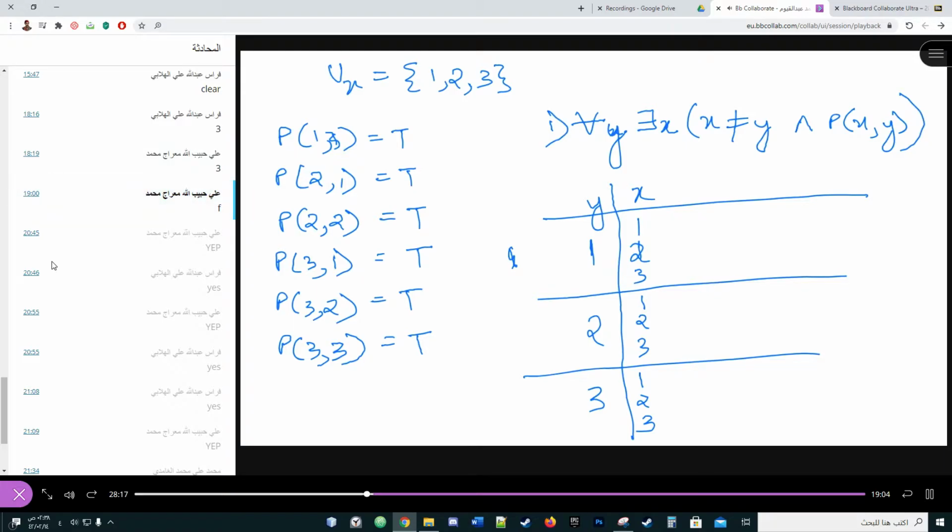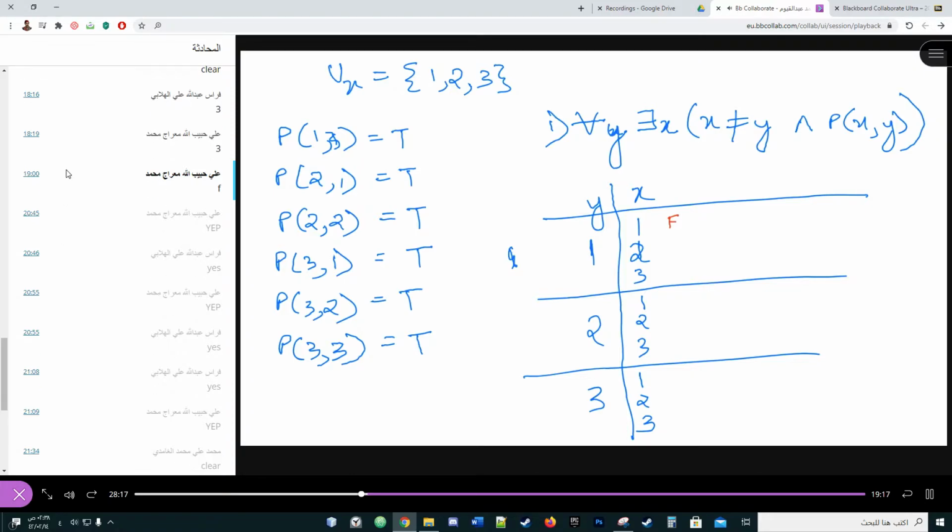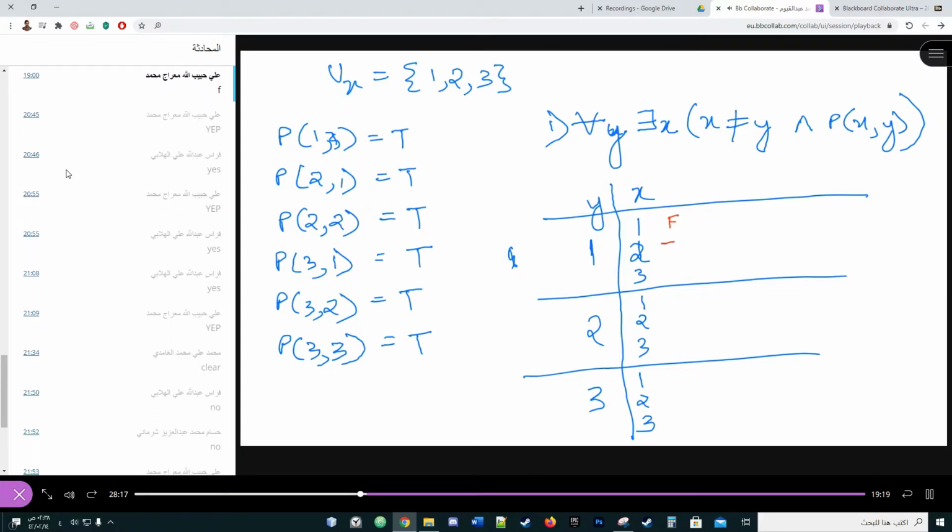Okay, I'm reading wrong, so I have to read x first, then y. So 1 comma 1 is false. 2 comma 1 is true. I have to read the x first. We have P of 2 comma 1, so it is true. 3 comma 1 is true.